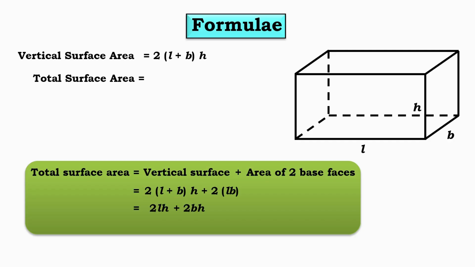Now, if we break down this 2 into L plus B into H, that is the vertical surface area, it is 2LH plus 2BH plus 2LB. Now, if we take 2 as common, because in this expression we can't take anything else common, then that is 2 into LB plus BH plus LH. So this is the total surface area of the cuboid.